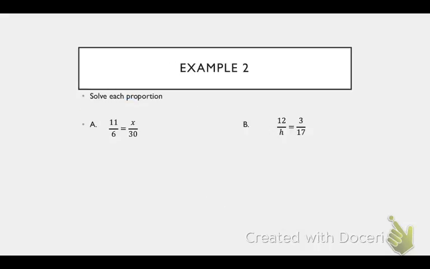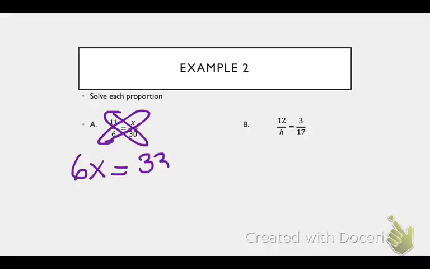We're going to use this idea that cross products are equal to solve some proportions. 11 is to 6 as x is to 30. We're going to find our cross products, meaning take 6 times x, which is 6x, equals 11 times 30. And 11 times 30 is 330. And then I have a very simple algebraic equation. I divide each side by 6 to get the answer to this, so x is 55.